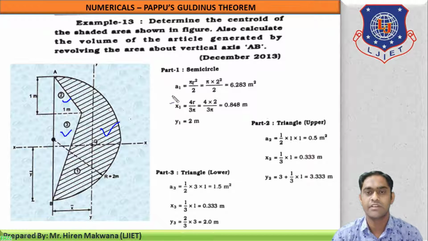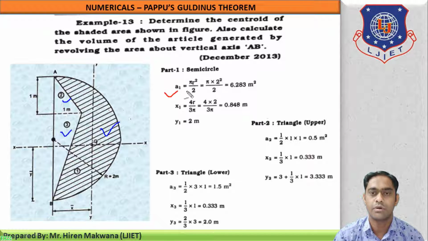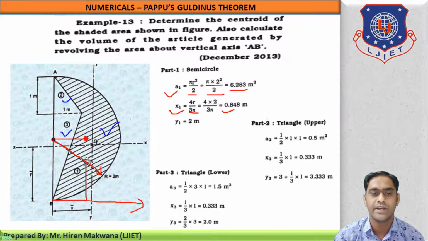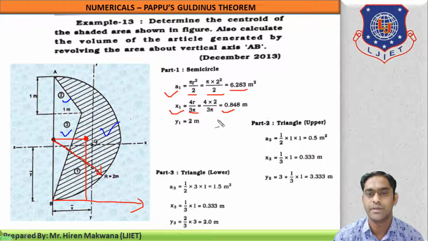First, in part 1, semicircle area will be equal to pi r square by 2 according to the formula. As you can see, the radius of the semicircle is 2 meter. So pi r square by 2 will be pi into 2 square by 2, 6.283 meter square. Now x1 means the x coordinate of the CG. The x coordinate will be 4r by 3 pi according to the formula. So by replacing the values, you will get the answer. What is y1? Looking from the bottom x-axis up to this CG, y1 will be 2 meter, the radius itself.